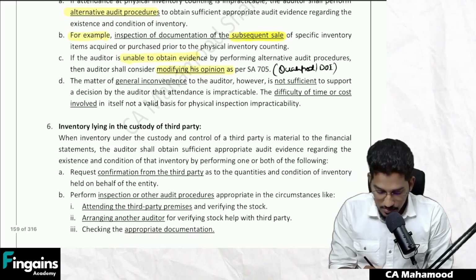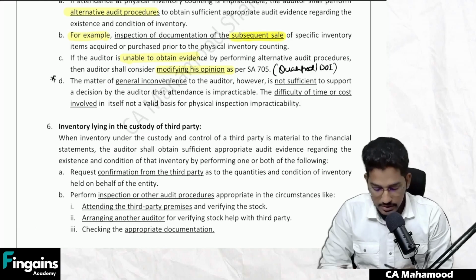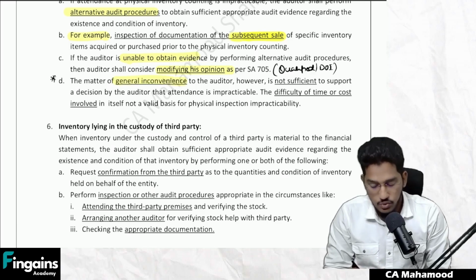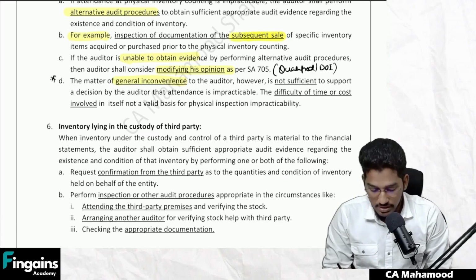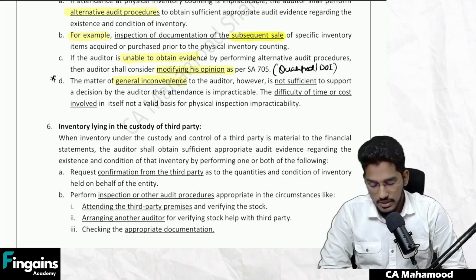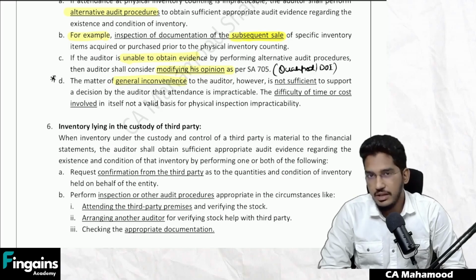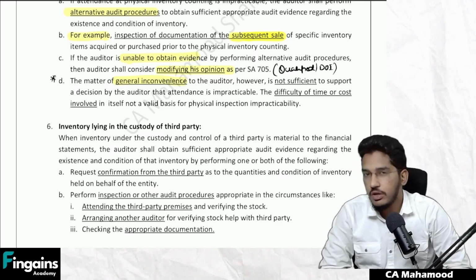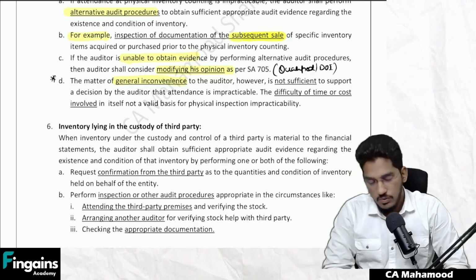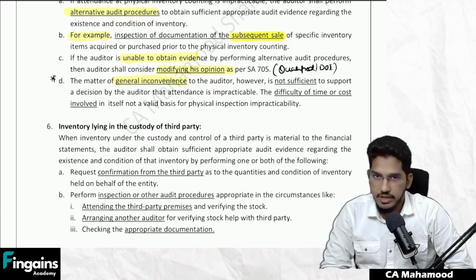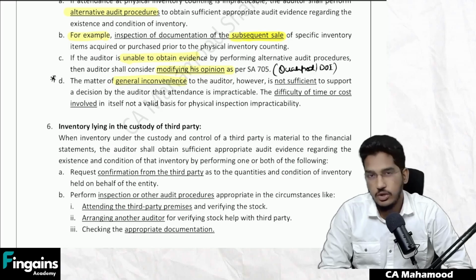Next one. This point is very important for true or false statements. This last point: the matter of general inconvenience to the auditor, however, is not sufficient to support a decision by the auditor that attendance is impracticable. So what is the meaning of this sentence? See, I'm saying that when verification is impracticable, then you should perform alternative audit procedure. Now assume that the client's office is located 10 kilometers away.